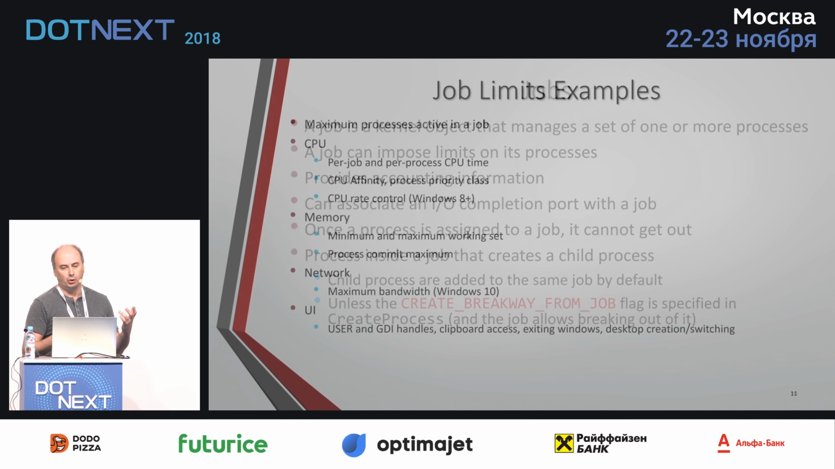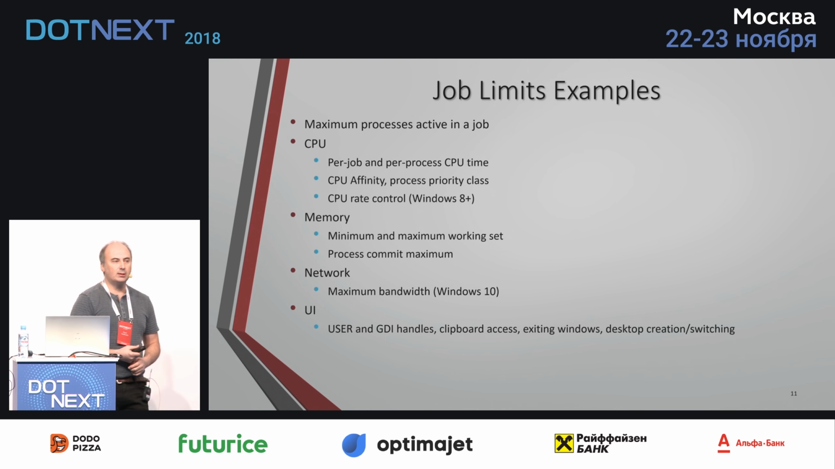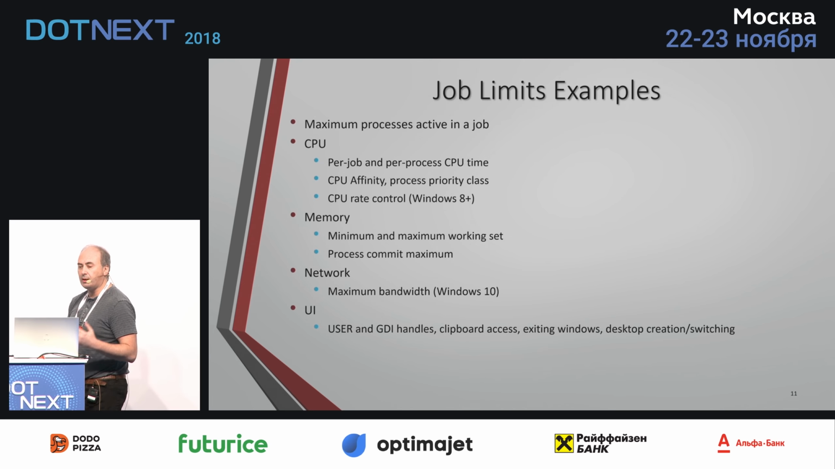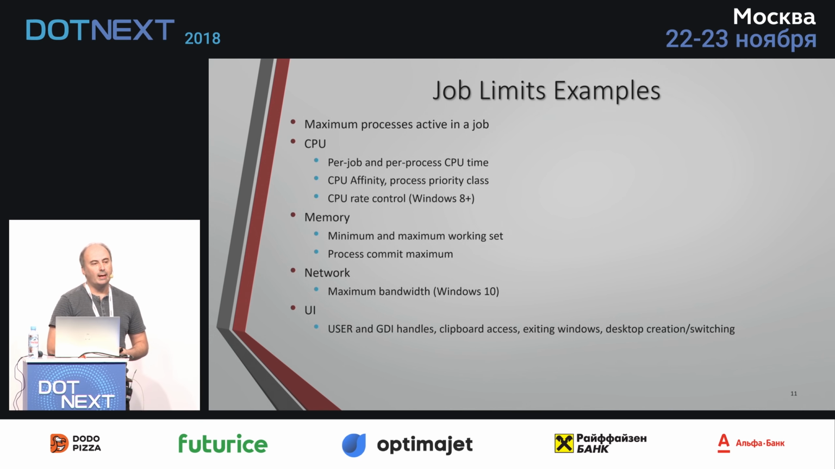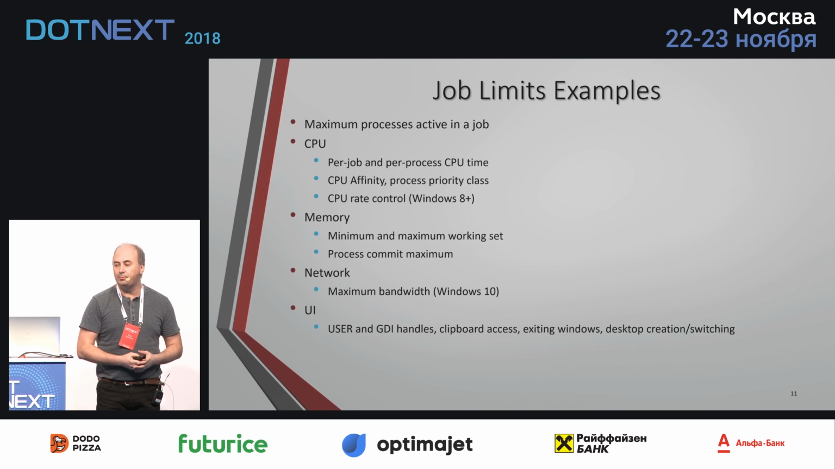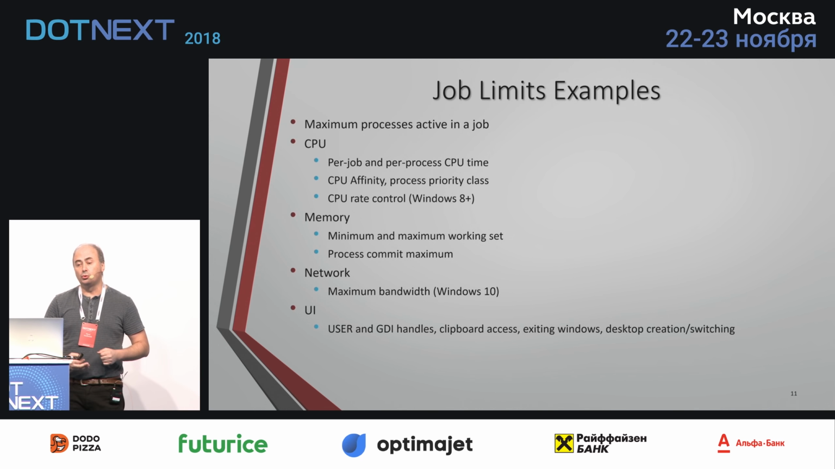Let me show you or discuss some examples and show you one concrete example. So here are some of the limits you can specify for jobs. You can specify the maximum number of processes in a job. You can specify the maximum CPU per job or per process that you allow the job, or a process within the job, to consume.